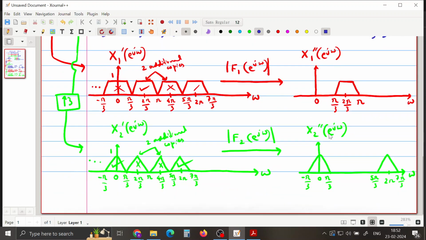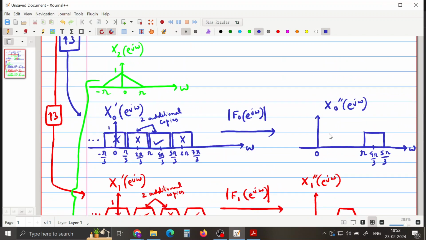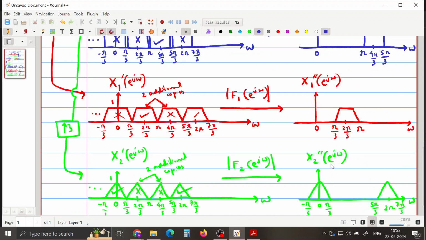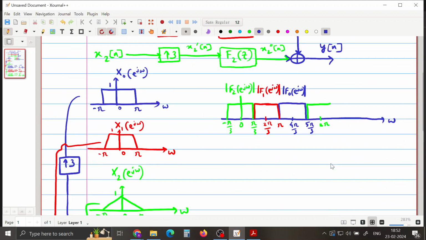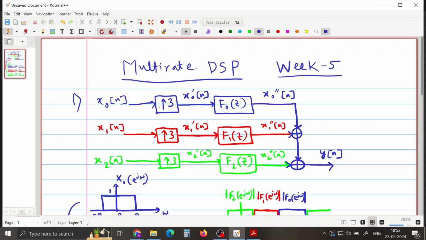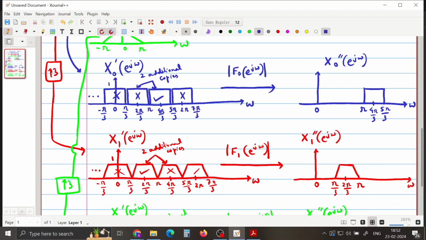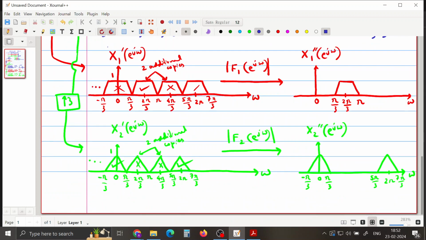Okay, now we have everything. So we have the spectrums for this x0 double prime of e power j omega, x1 double prime and x2 double prime. So since these three signals are getting added to give me y of n, the spectrum for y of n would also be the sum of these individual spectrums, right? So I'll go to the next page.